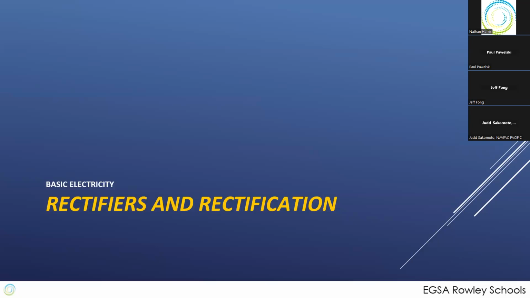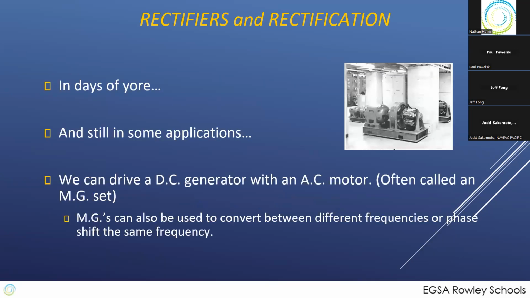But we don't always need AC. A lot of the stuff still needs DC. And back when we first tried to do this, and still in some applications, we have to translate the power with something called a motor generator. And what that is, quite literally, is an electric motor turning a generator. Now, this can be set up so that the generator is DC, in which case we are getting DC power out of the one end of it while we're putting AC into the motor on the other end.